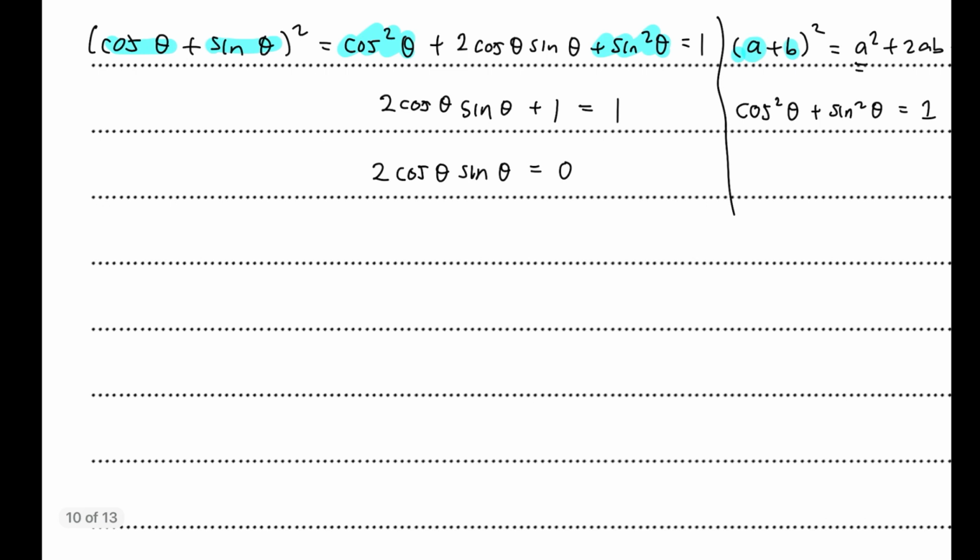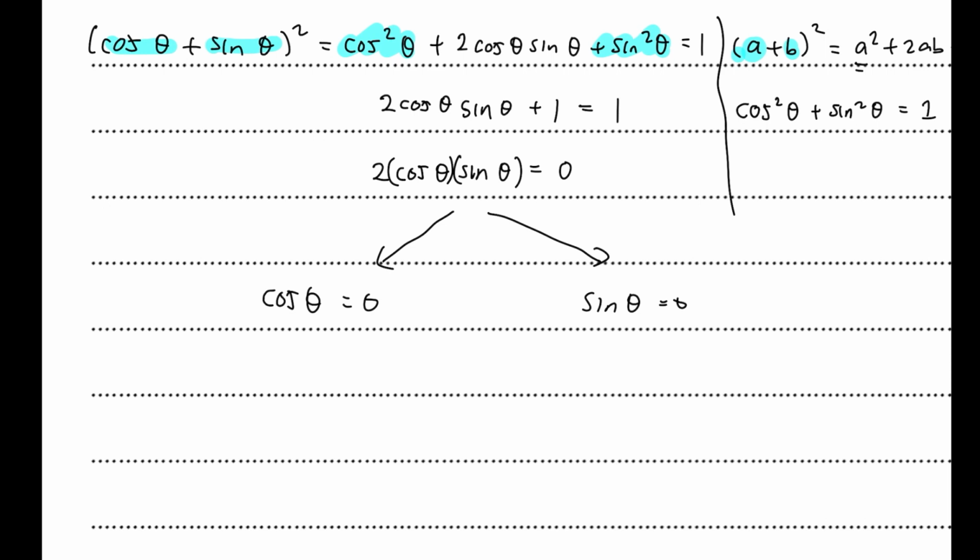From here, because it's a multiplication of 2 times cos theta times sine theta equals 0, how do we make it 0? We have 2 ways. Either cos theta is 0, so 2 times 0 times sine theta equals 0, or make sine theta equal to 0, because 2 times cos theta times 0 equals 0. So either cos theta equals 0 or sine theta equals 0. It's like factorization. Yeah, same thing.